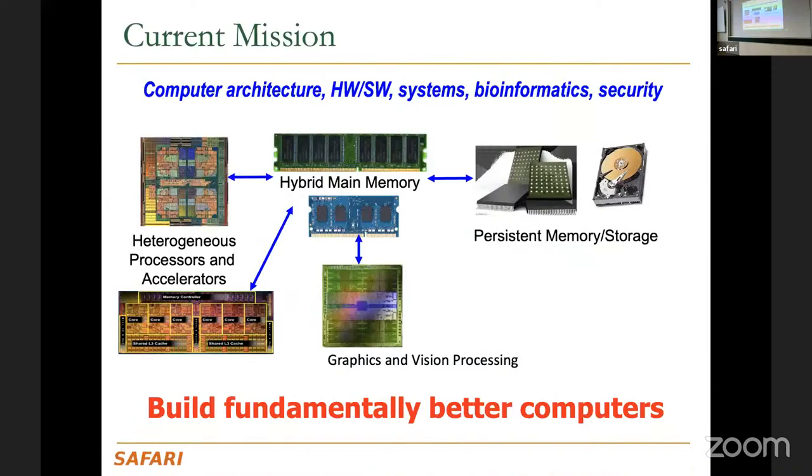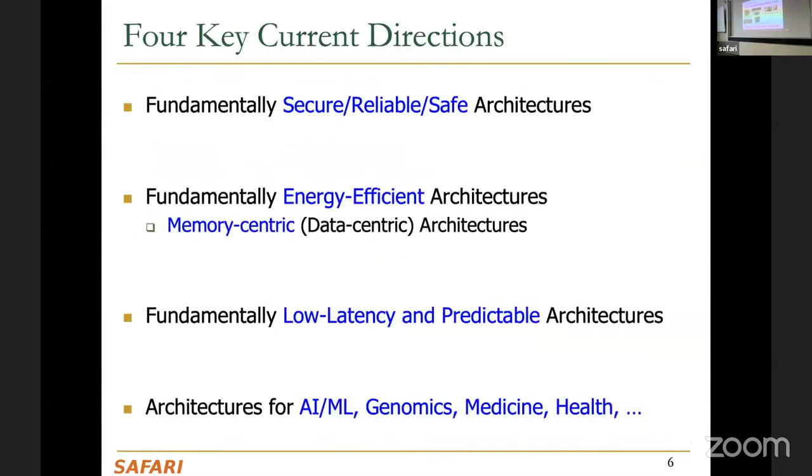Mohammed also mentioned this in an earlier lecture, but this is what we do in SAFARI. Our goal is to build fundamentally better computers and systems in general. Computers are very general, right? It's not hardware, it's not software, it's computers. In the end, there are a lot of trade-offs in the hardware-software space, so it's good not to divide people into hardware versus software, in my opinion. It's good to know everything if you try to do system design across the stack. We focus on computer architecture, hardware-software co-design, systems, bioinformatics, and security, and who knows what else. As a researcher, it's important to keep your mind open and be opportunistic. That's a good thing to do.